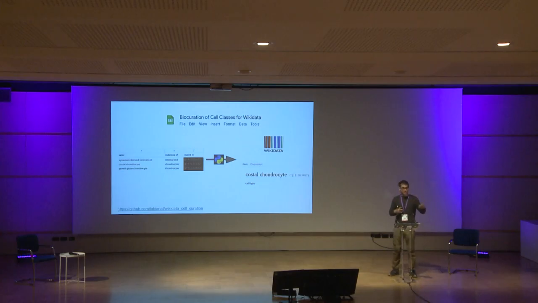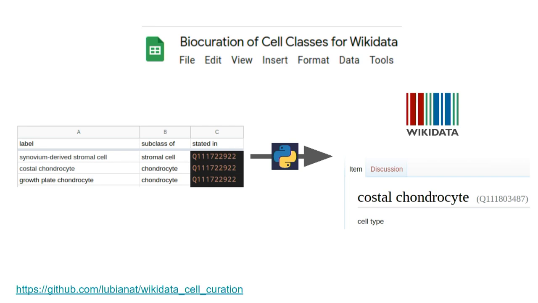I had this discipline of reading one or two papers every day and extracting the cell types and putting them in the Google Sheets, then running some Python code that added these cell types to Wikidata with some subclass structure, and this is the source, the paper that sourced that information. So very basic hierarchy, and without much information, but enough to give these types an identity.